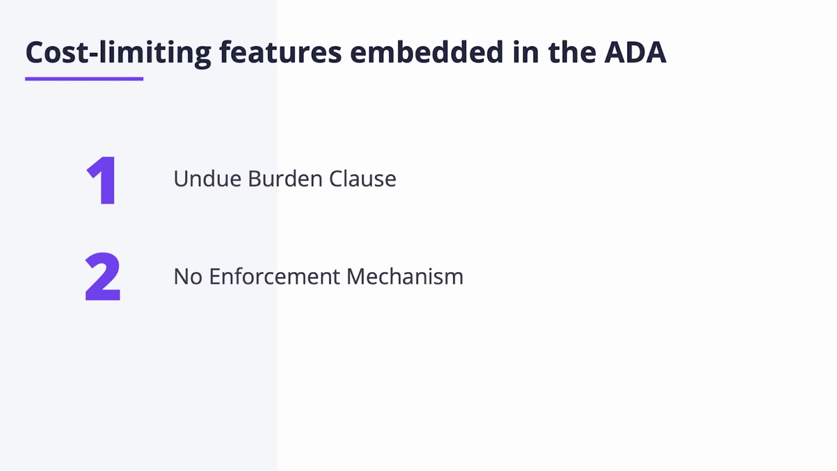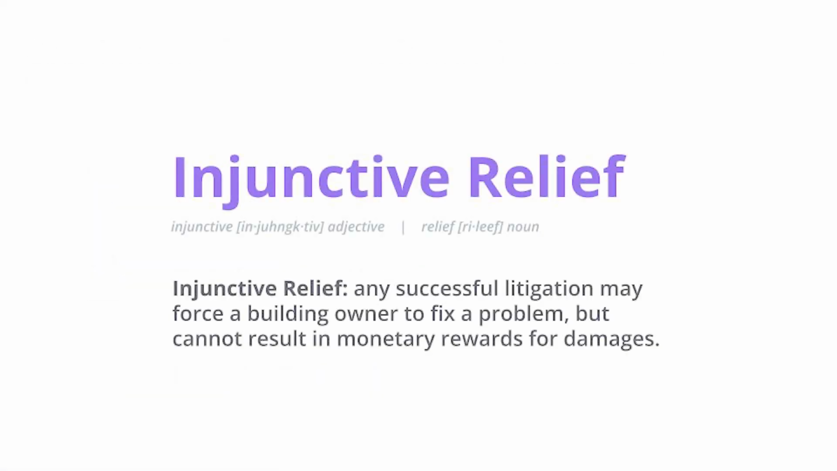But doing so was made more difficult because of a third feature of the ADA, which was designed to limit costs to businesses. And this third provision was a feature designed to limit financial incentives for litigation, the so-called fragile compromise, which allowed injunctive relief only. So what injunctive relief means is that any successful litigation may force a building owner to fix the problem, but cannot result in monetary awards for damages.